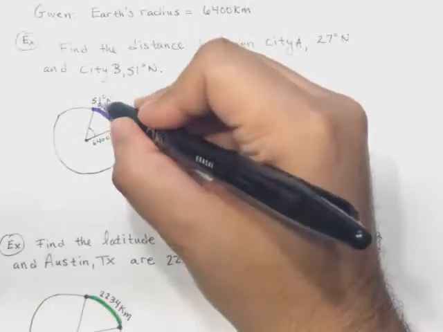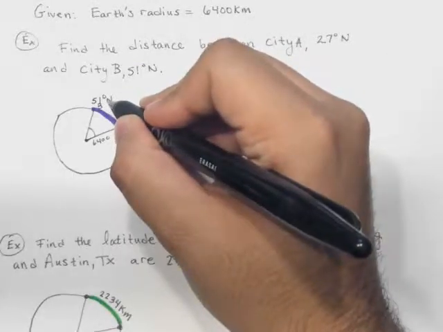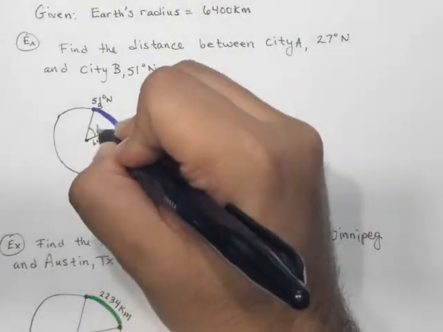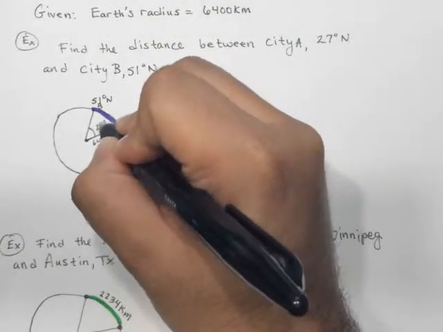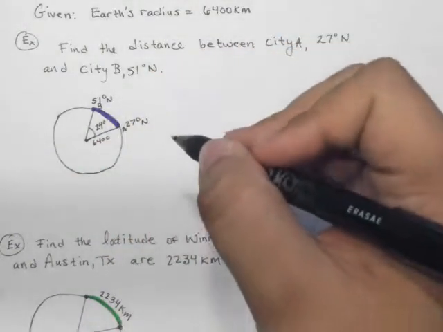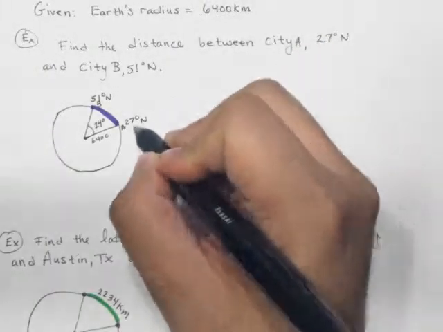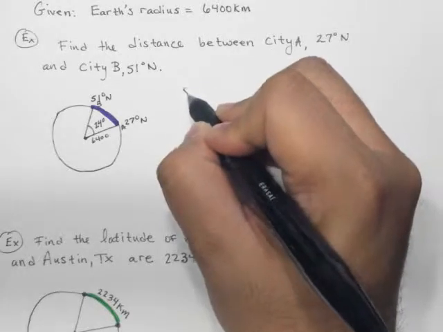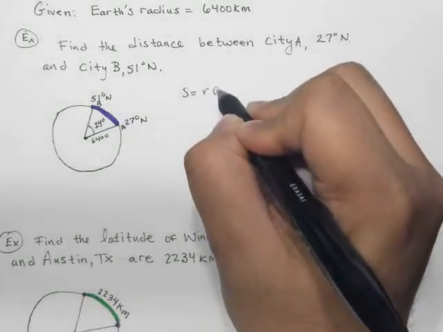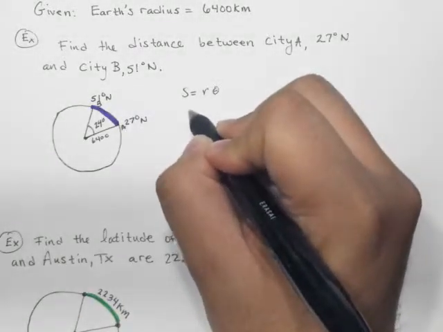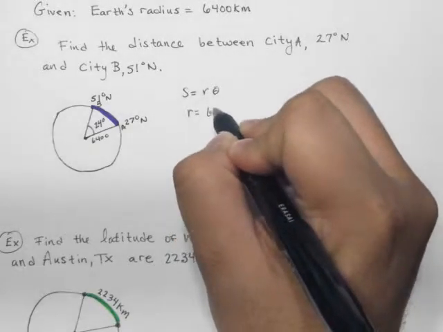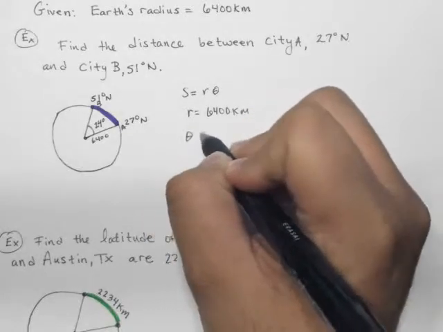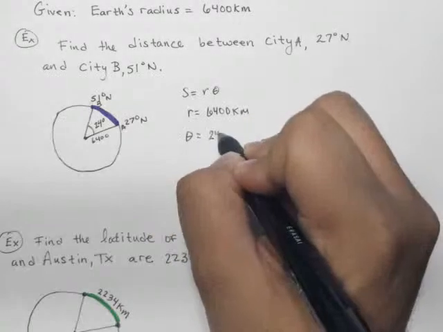And in this case, all you'd have to do is subtract. So 51 minus 27 is 24 degrees. So that is the measure of the angle. We know the radius of the Earth to be 6,400 kilometers. And we know our arc length formula is S equals R theta. The radius being 6,400 kilometers, the angle theta being 24 degrees.